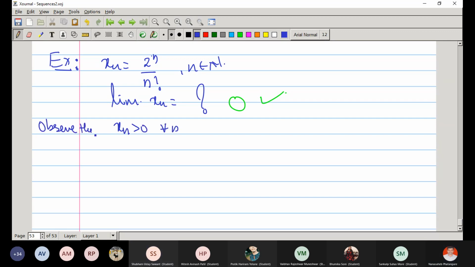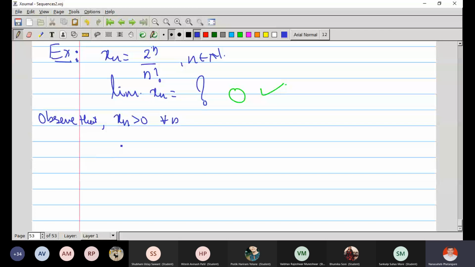So this is a sequence of numbers. Right. Now can we apply the ratio test? Let us check what happens.